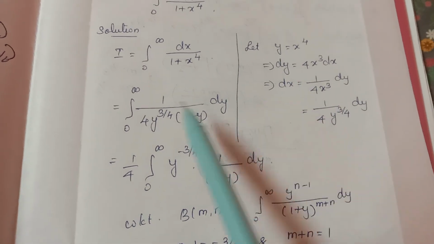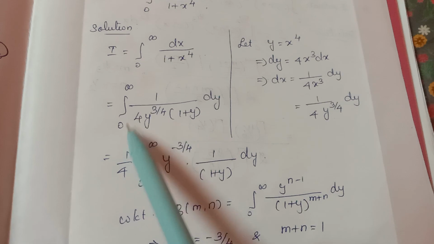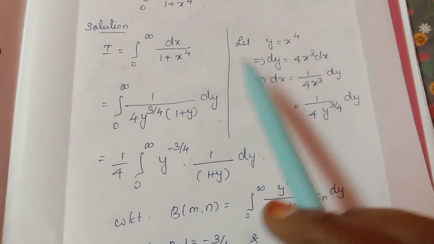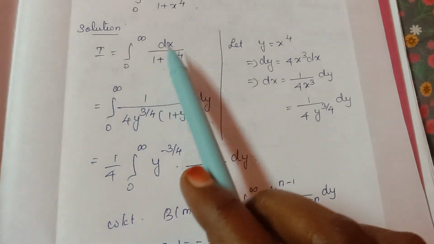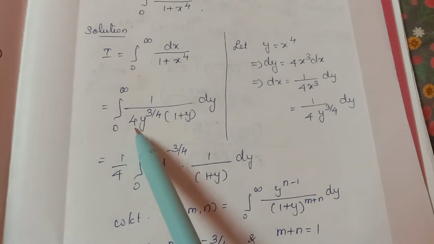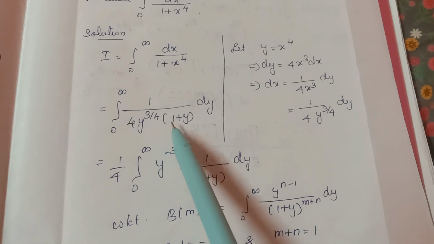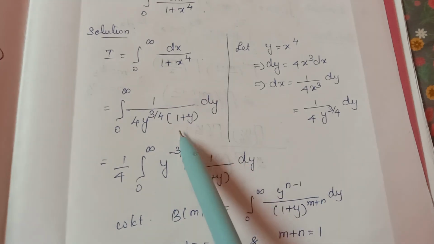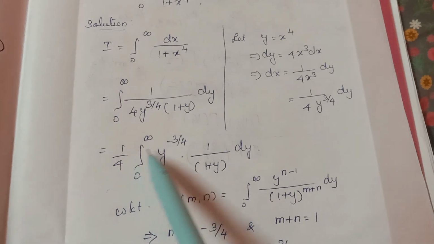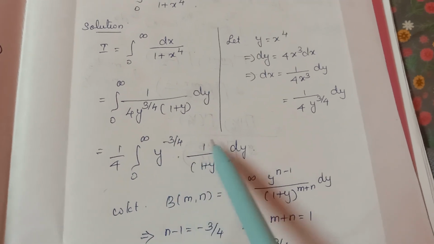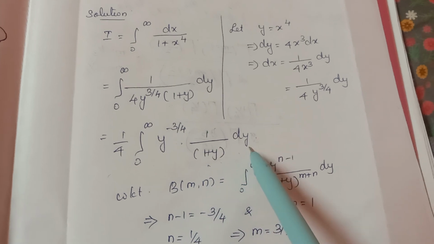Substitute all these values in the integral. So you will be getting the integral. Limits are the same. When x varies from 0 to infinity, y also varies from 0 to infinity only. Instead of dx, I am substituting dy by 4 y power 3 by 4, and instead of this 1 plus x power 4, I am writing 1 plus y. Now rearrange this term. So 1 by 4 integral 0 to infinity y power minus 3 by 4 into 1 by 1 plus y into dy.